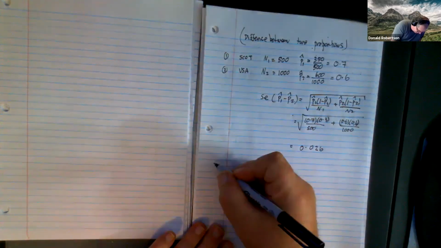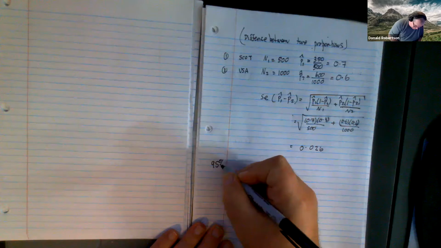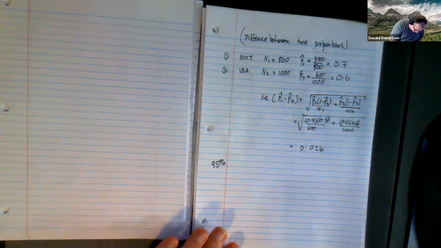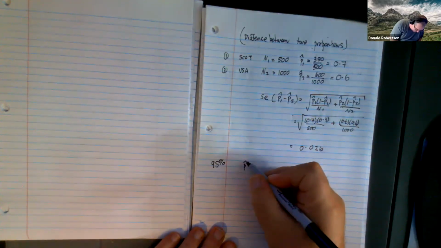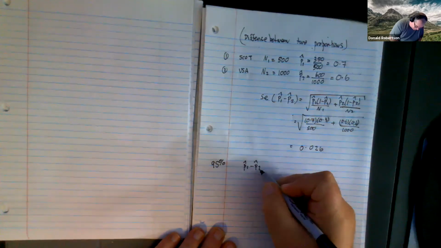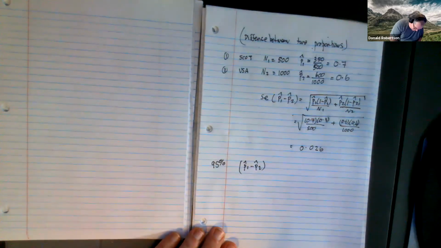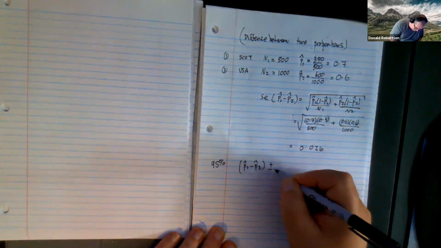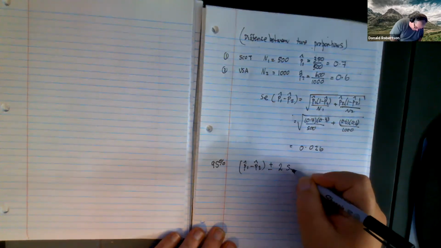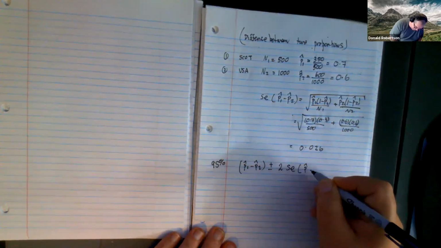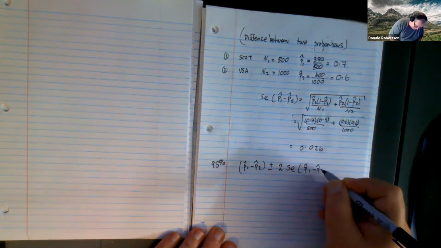And let's just stay on the 95% confidence interval. And the formula is P1 hat take away P2 hat plus or minus 2 standard errors for P1 hat take away P2 hat.